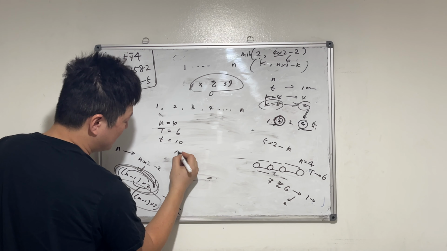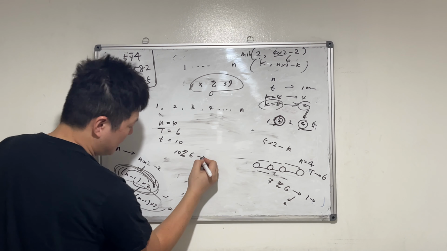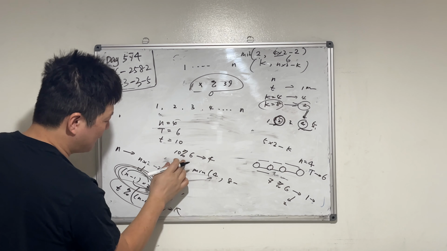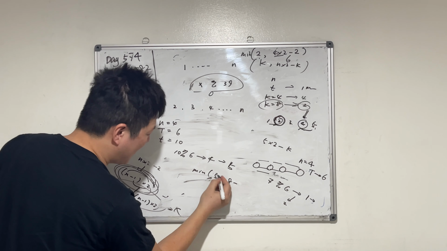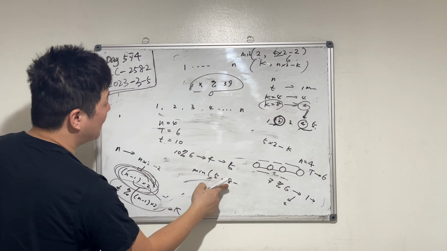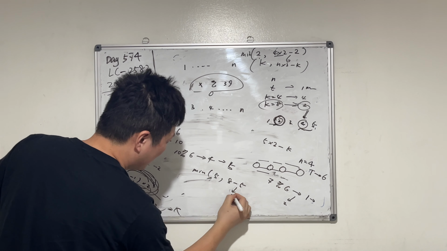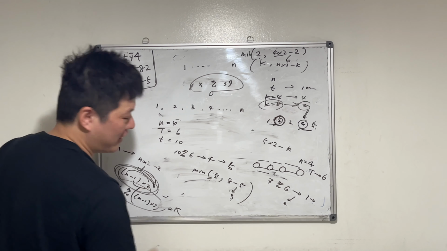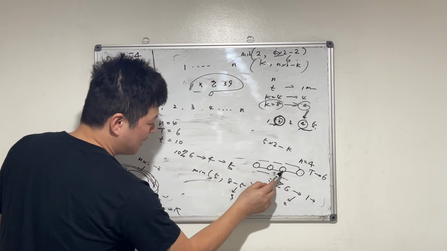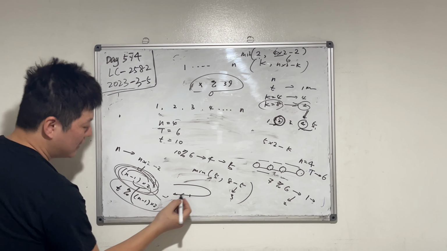10 modulus 6 is 4. We need to plus 1, right? So k is 5. We want to find out 5 and n times 2 minus 5, which is 3. So 5 and 3, that's 3. 7, 8, 9, 10, so 3. This is on the way back.